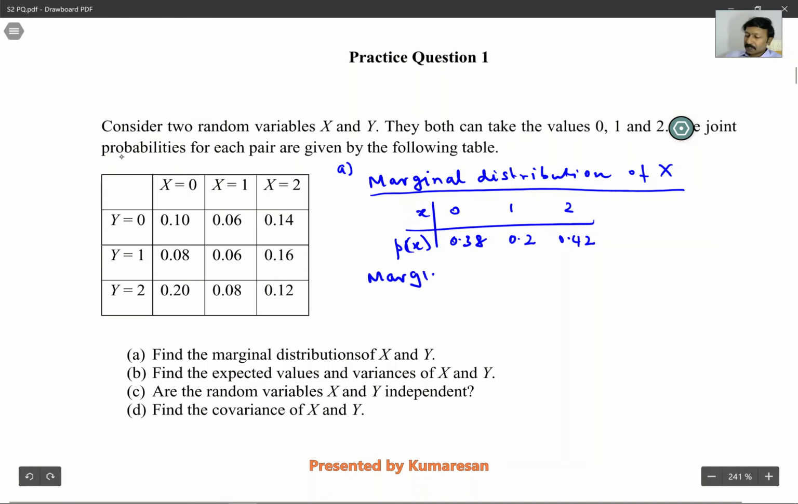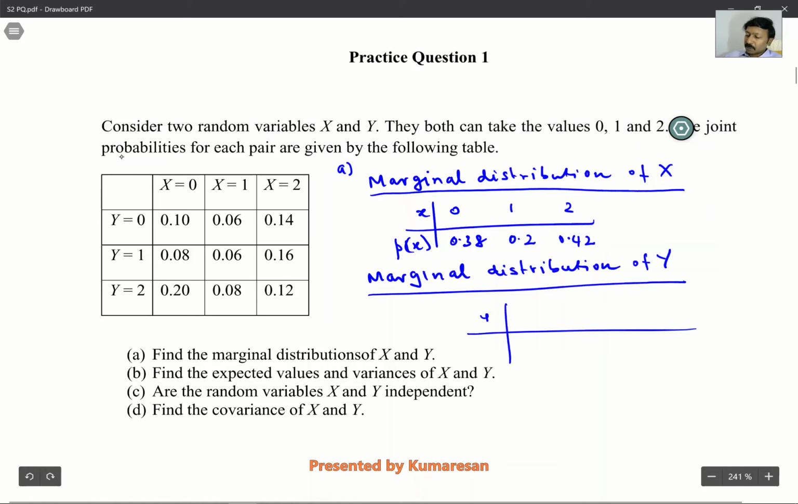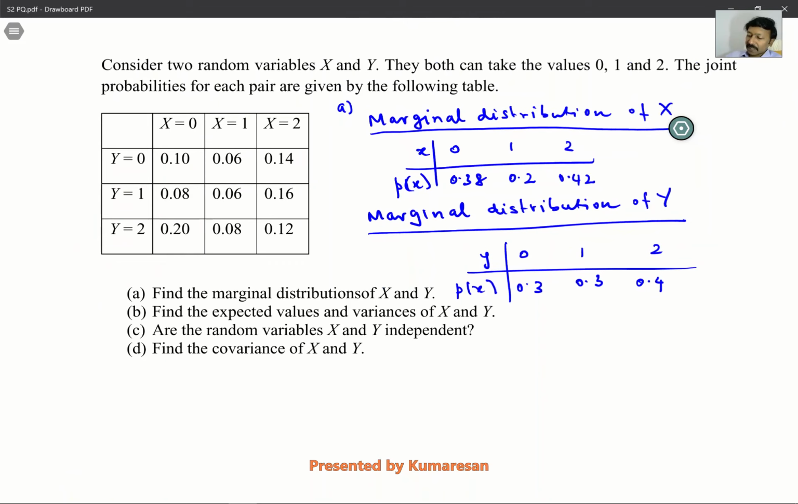Then the marginal distribution of y. The possible values that y can take are 0, 1, 2, and the corresponding probability mass function will be the row totals: 0.3, 0.3, 0.4. So that's the answer to the first question, finding the marginal distribution of x and y.